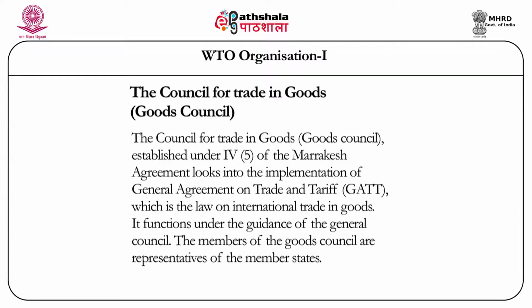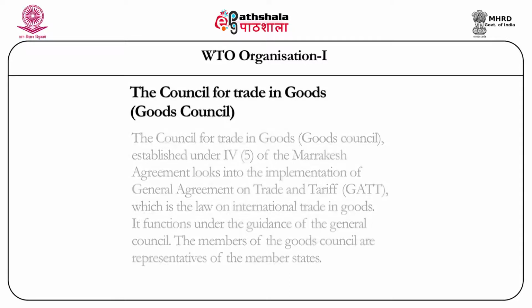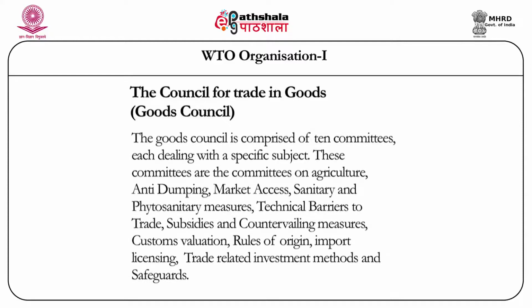The Council for Trade in Goods, or the Goods Council, established under paragraph 5 of Article 4 of the Marrakesh Agreement, looks into the implementation of the General Agreement on Tariffs and Trade, which is the law on international trade in goods. It functions under the guidance of the General Council. The members of the Goods Council are representatives of the member states. The Goods Council is comprised of 10 committees, each dealing with a specific subject.